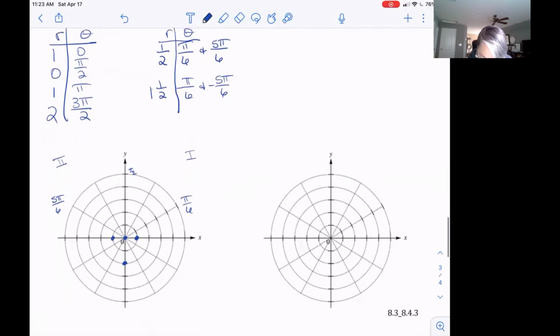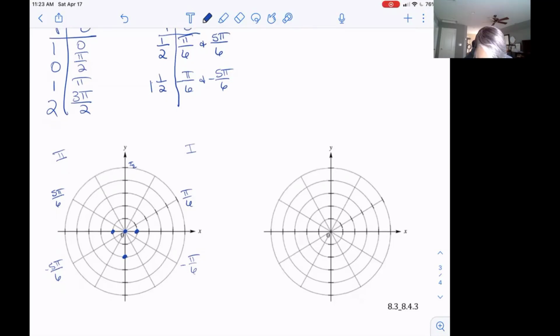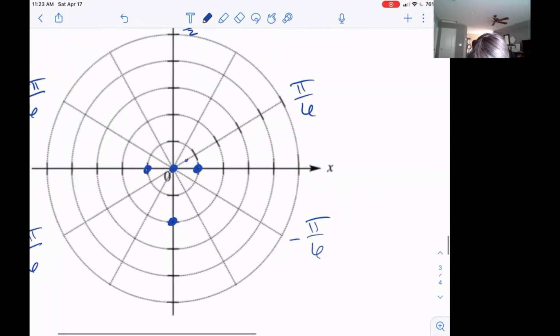So let's go ahead and plot those again down here: negative pi/6, negative 5 pi/6, or you could put in the positive values too. That's fine. You could put in 11 pi/6 or 7 pi/6. At pi over 6, we were here at a half. 5 pi over 6 here at a half. Negative pi over 6, 1.5. Negative 5 pi over 6, 1.5.